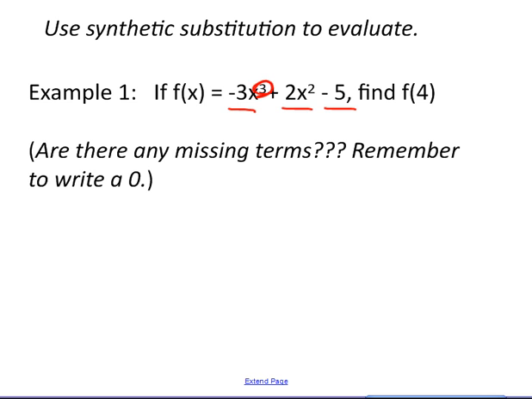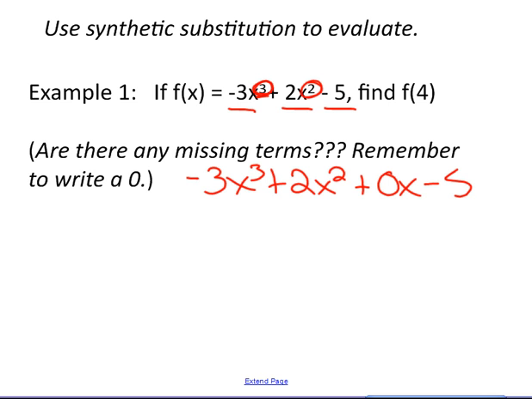So if I have an x cubed, that means I need to have everything underneath an x cubed. So do I have an x squared? Yes. Do I have an x? No, that's the one that's missing. Negative 3x cubed, 2x squared, our missing x, we got to put a 0, minus 5.